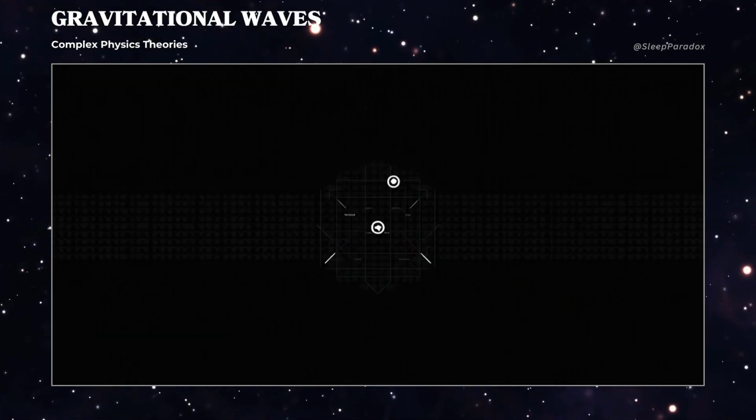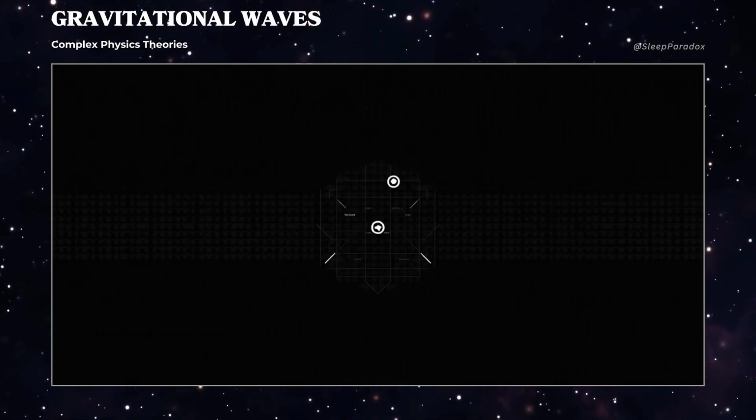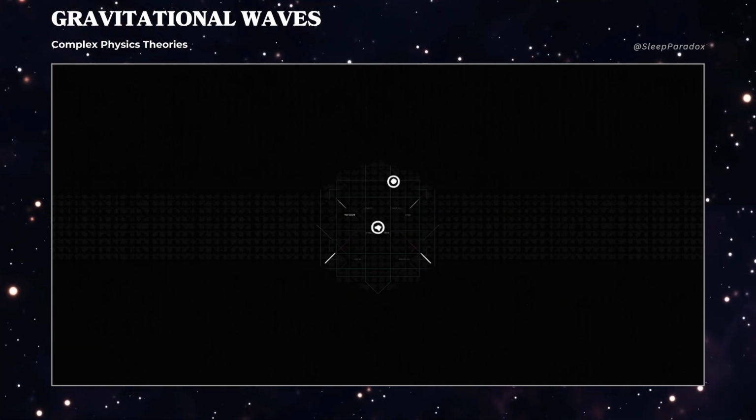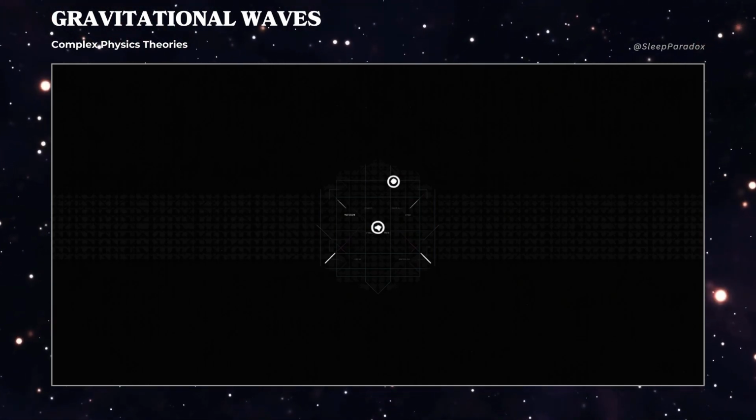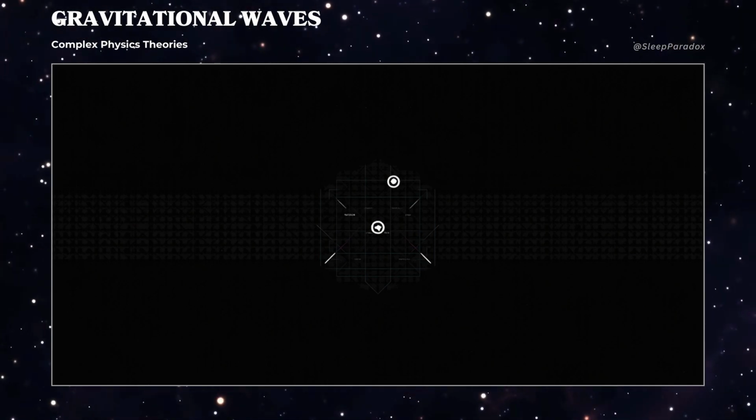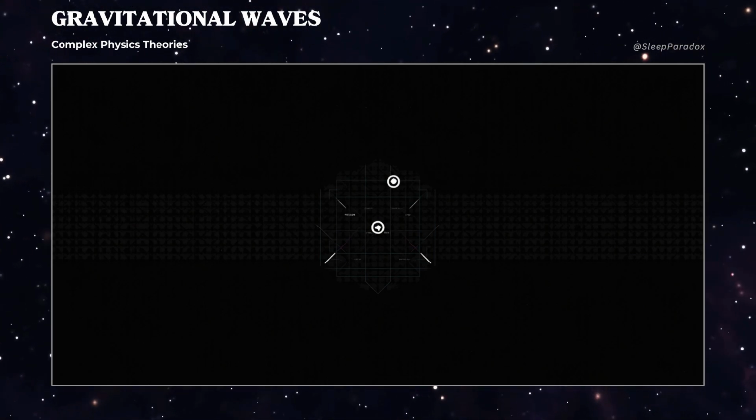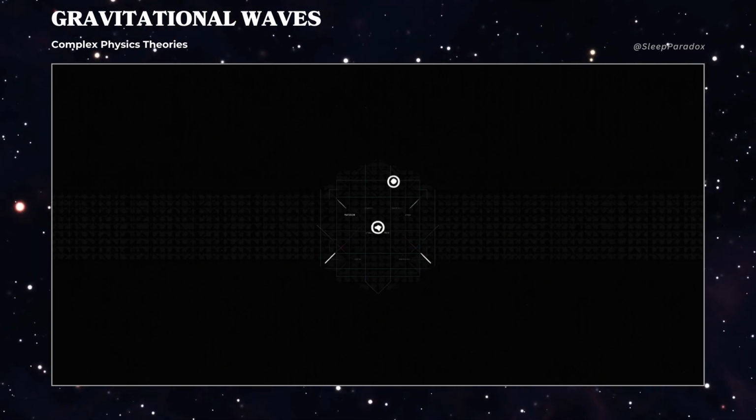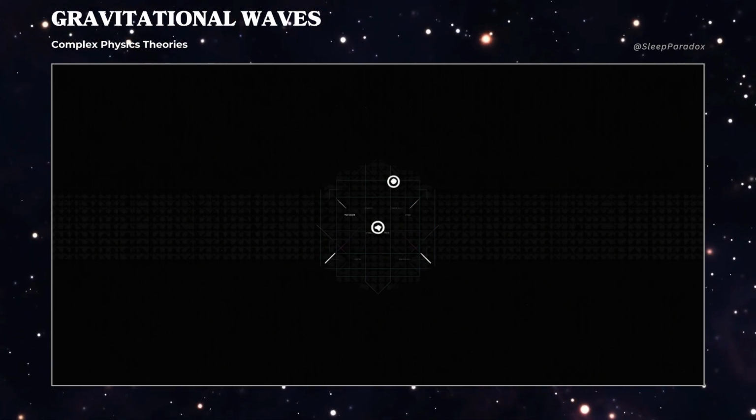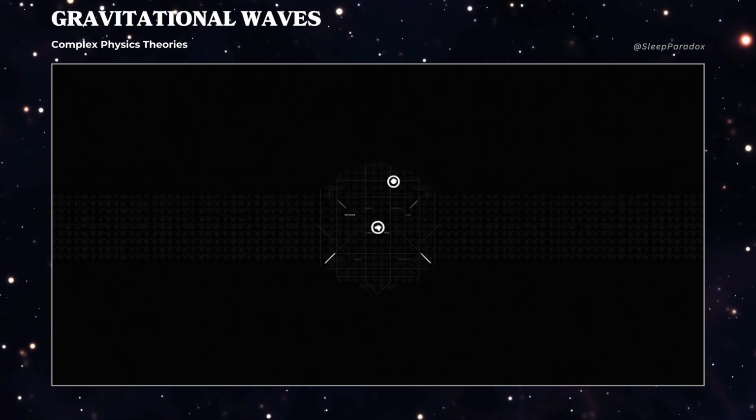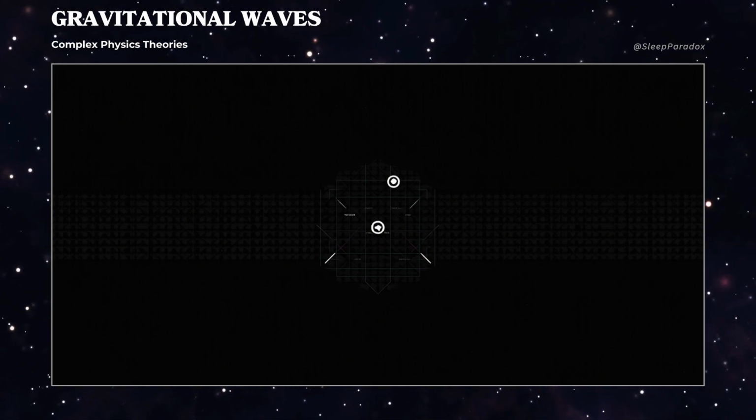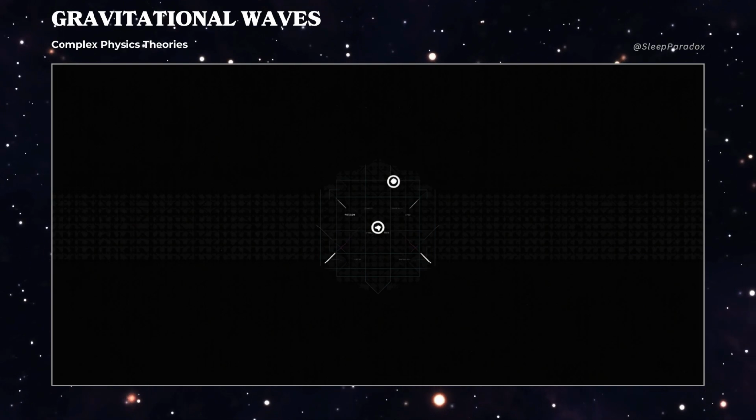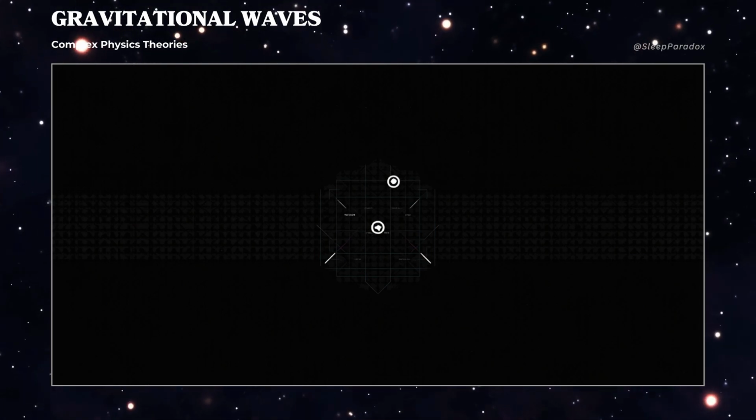Gravitational waves. Gravitational waves are ripples in the fabric of space-time. They are produced by the acceleration of massive objects, especially during violent cosmic events like the collision of black holes or the explosion of massive stars. These waves travel outward from their source at the speed of light, stretching and squeezing space as they pass through it. The idea of gravitational waves comes directly from Einstein's theory of general relativity.